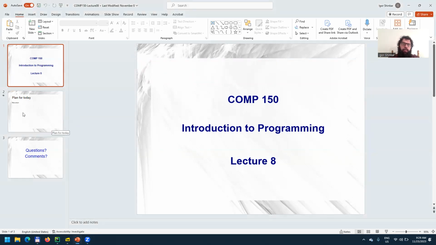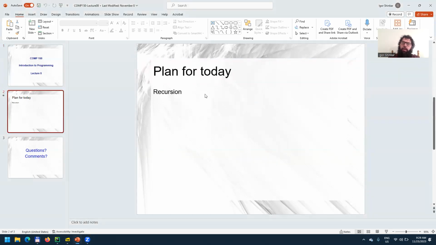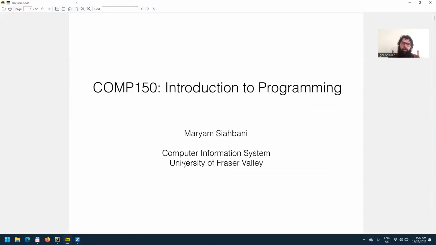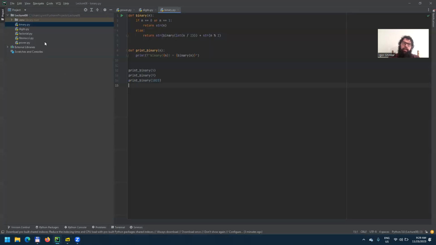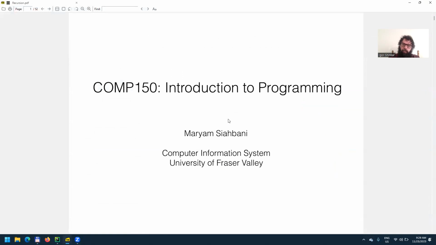The plan for today is to talk about recursion. I will tell you what recursion is in this lecture. It's actually a very nice topic. I really like it. And again, I'm going to use the notes by Marianne. And we'll also have, as usual, some code examples.